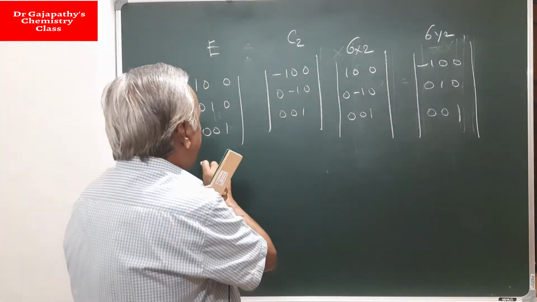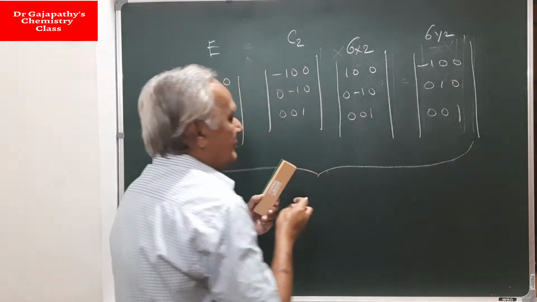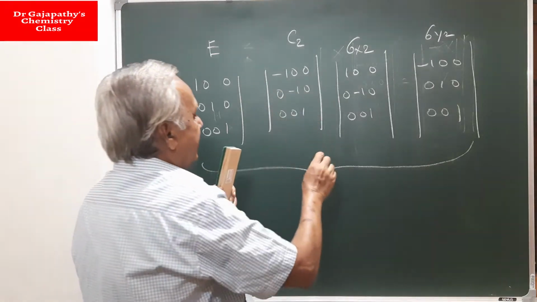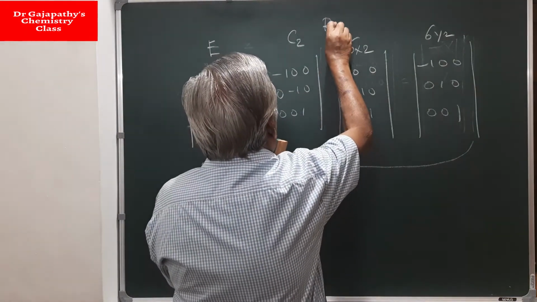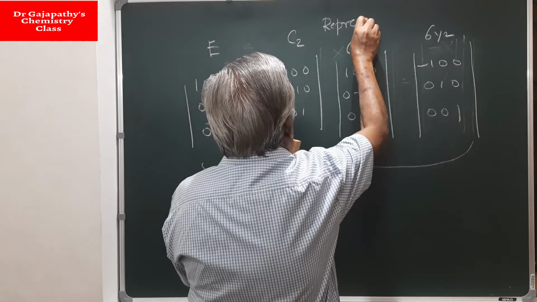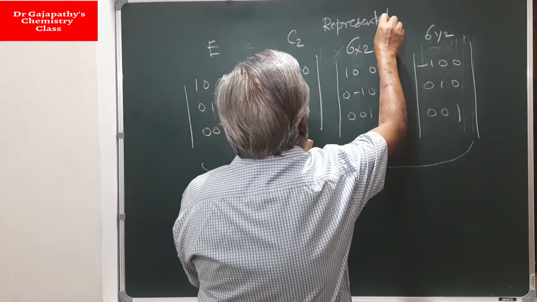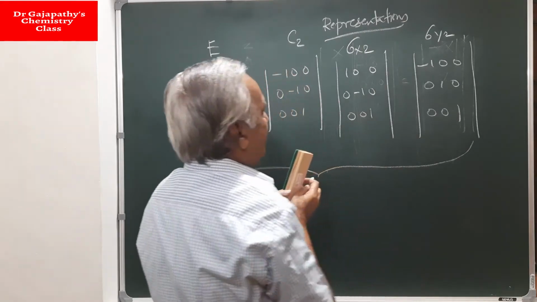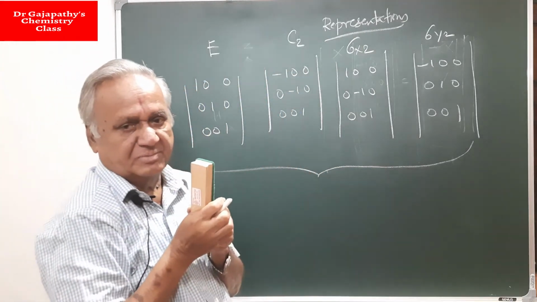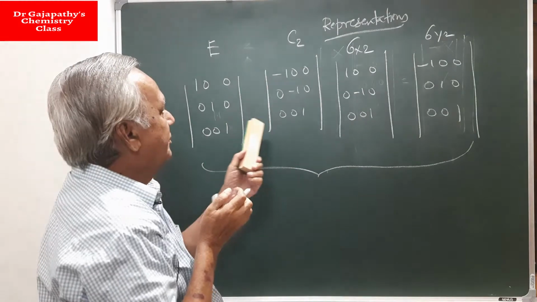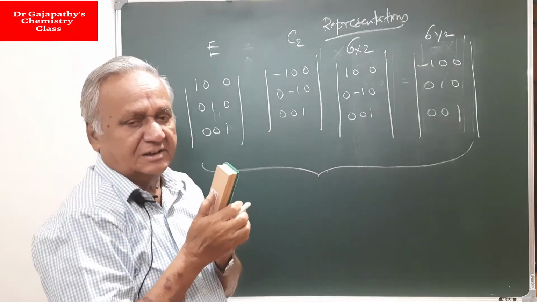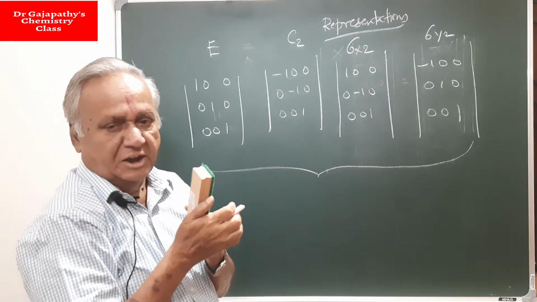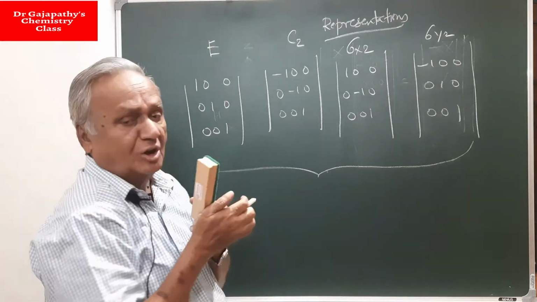So the collection of these matrices for the operations in a molecule is called a representation. Collection of matrices representing all the operations is called a representation. So these four matrices represent the molecule. Now I have assigned coordinates only to the oxygen atom.